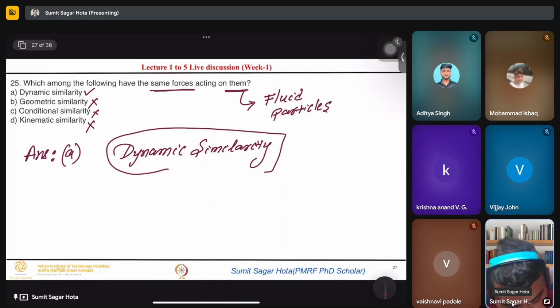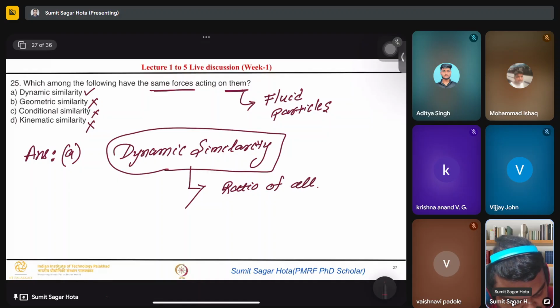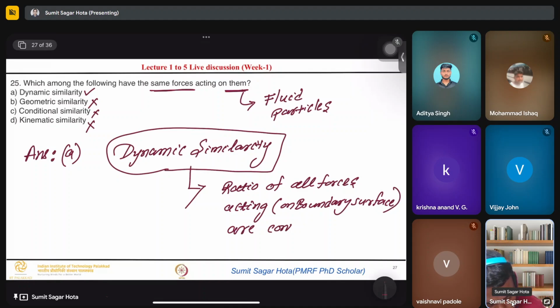Dynamic similarity. What is the definition of dynamic similarity? It is the ratio of all forces acting on the boundary surface are constant. Okay, this is the definition of dynamic similarity.